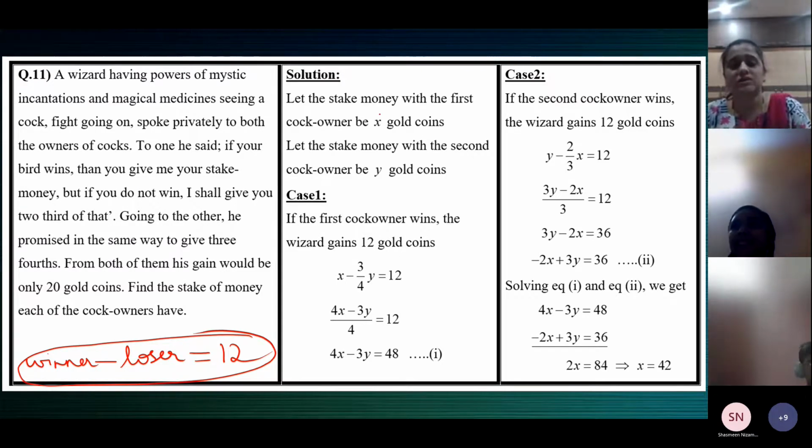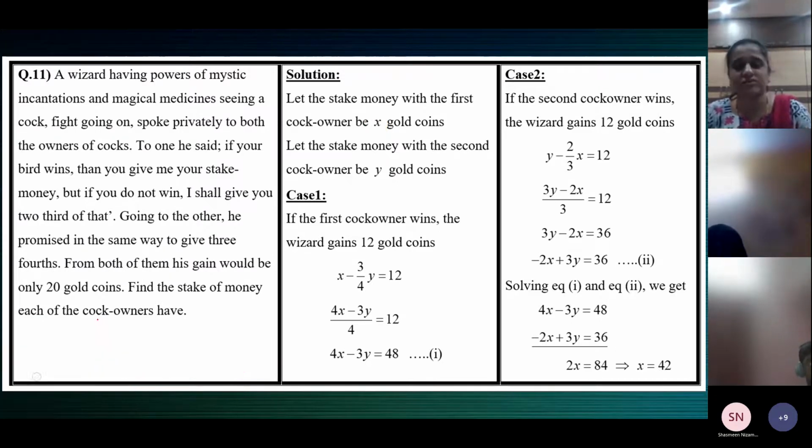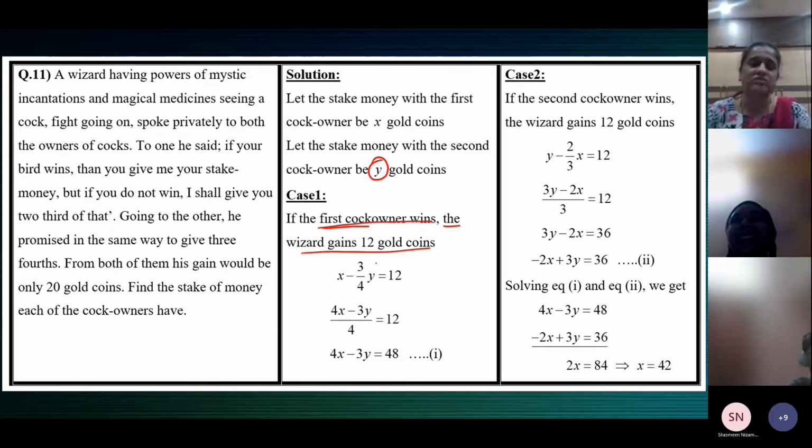So supposing the stake money with the first cock owner is X gold coins. Here it is not rupees because it's given in gold coins. So X gold coins, and the second one has Y gold coins. Either the first one wins or the second one wins. So case one, when the first one wins, what will the wizard get? He'll get X, because when the first one wins, the winner has to give the wizard all his stake money.